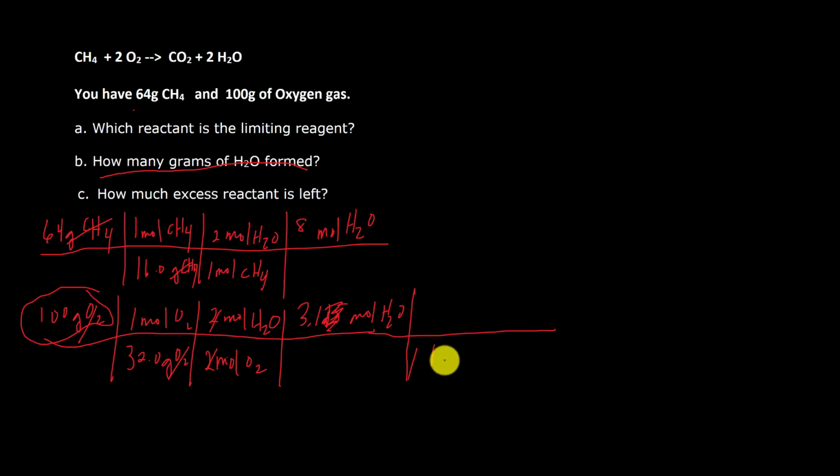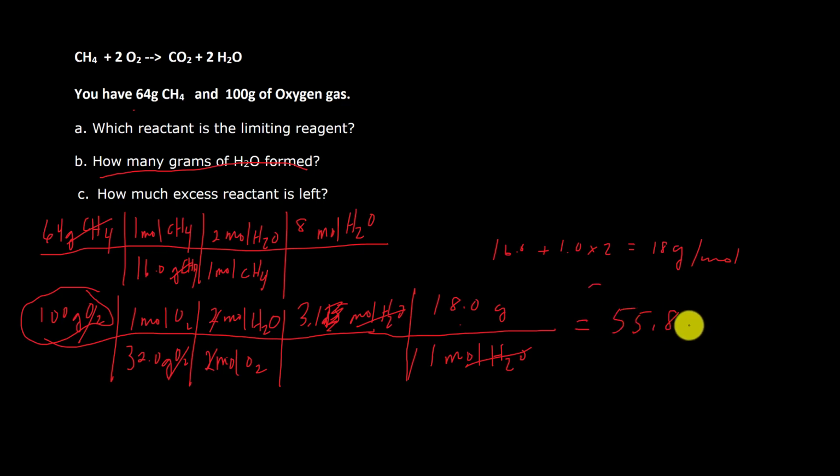Okay, so all we need to do is take that one step further to figure out how many grams of H2O that represents. So we put on the bottom 1 mole of H2O. And on the top, we put H2O is 16.0 for oxygen plus 1.0 times 2 for hydrogen equals 18 grams per mole. A lot of the time you'll just get to where you know some of these common substances. So 18.0 grams per 1 mole of H2O, and that's going to come out to be 55.8 grams of H2O. So that's our answer to the second one.